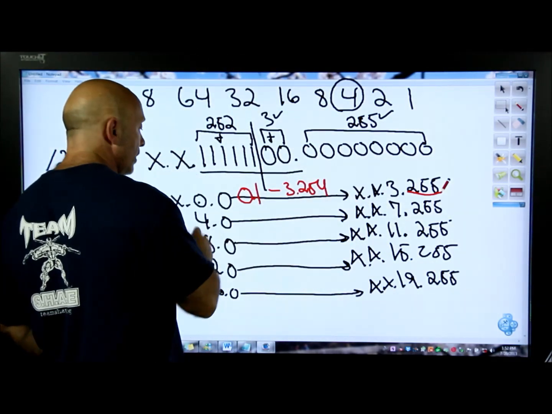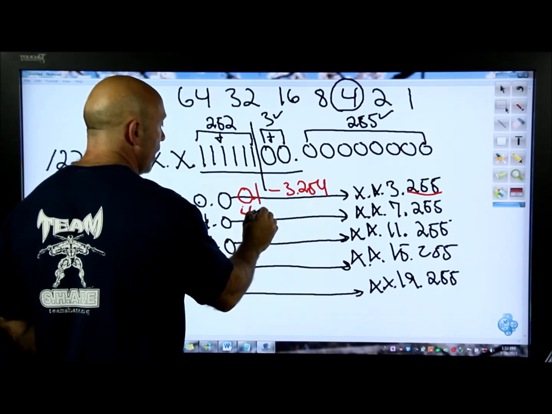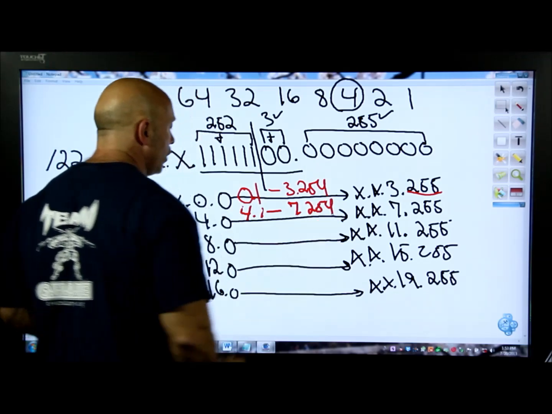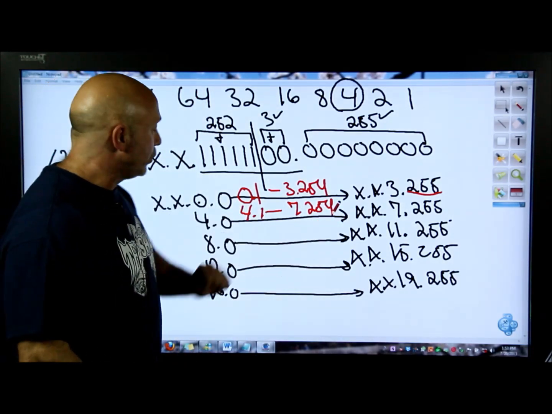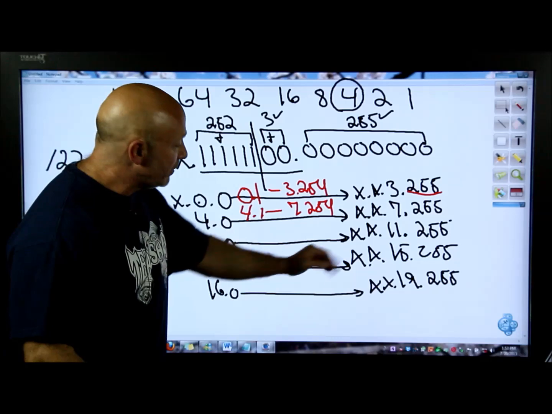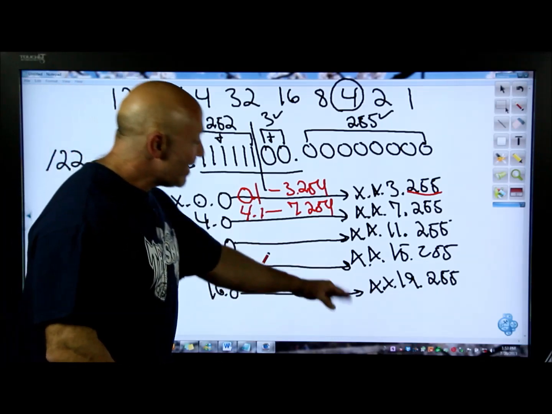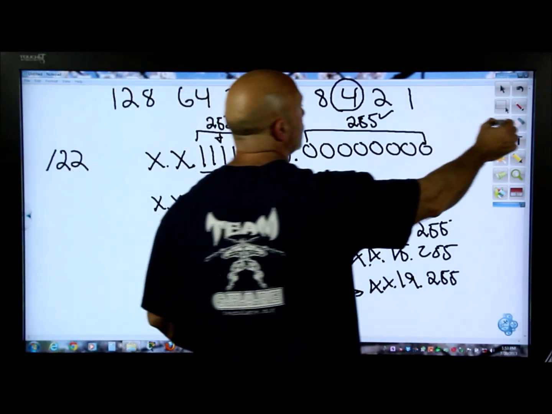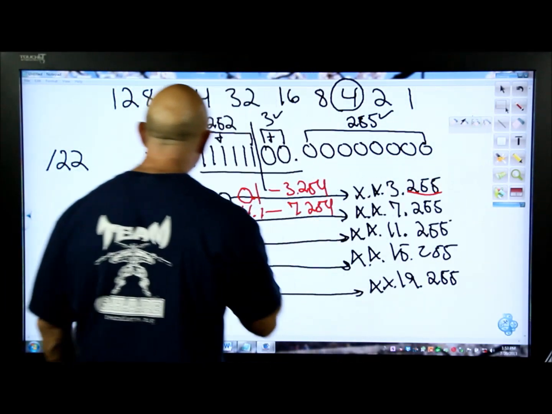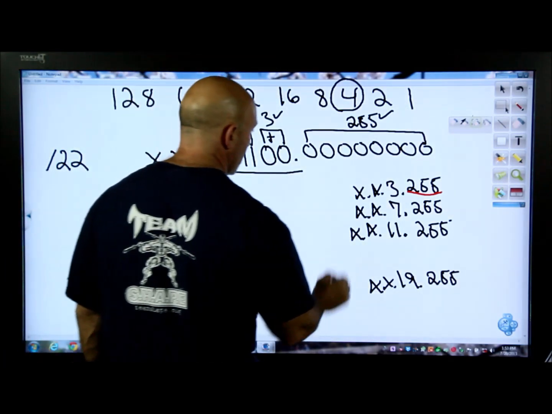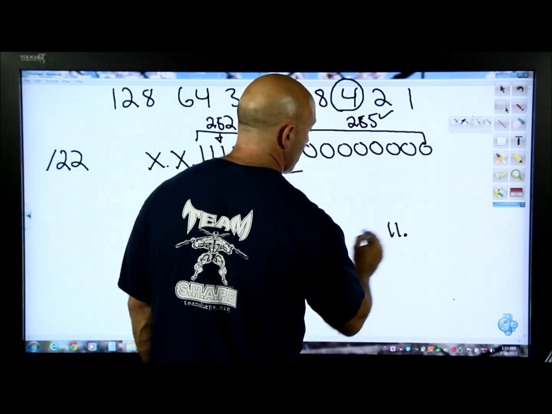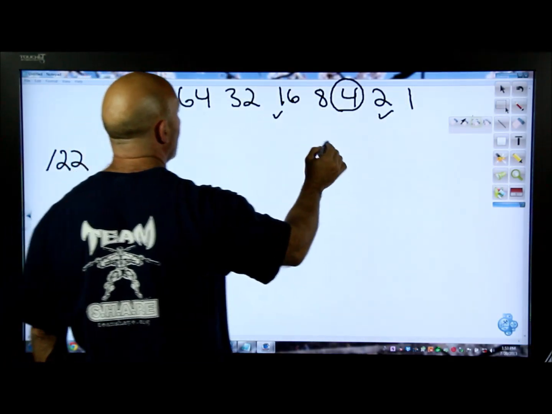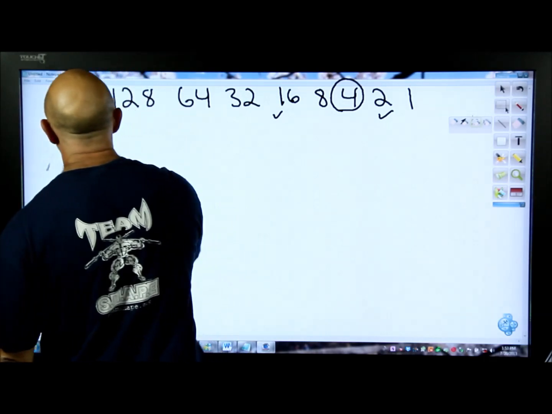Then 4.1 through 7.254, and so forth. 8.1, 11.254, 12.1, 15.254. 16.1, 19.254. That's all there is. That's all there is to it. That's why I keep telling you guys, the only thing you need to know, the only thing that you need to be aware of when you're subnetting are these bit values right up here, okay?